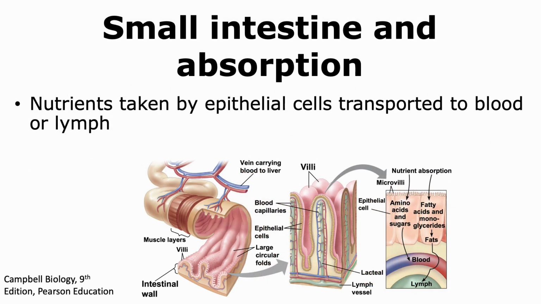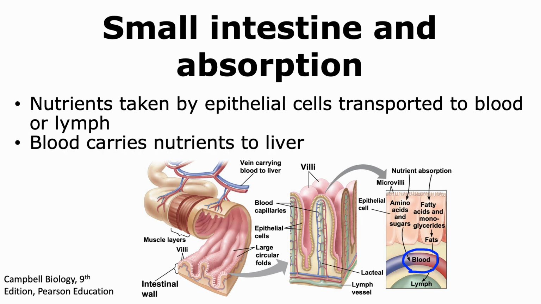The nutrients that are taken up by the epithelial cells or the enterocytes are transported to either the blood or the lymph. From the blood, the nutrients are transported to the liver.